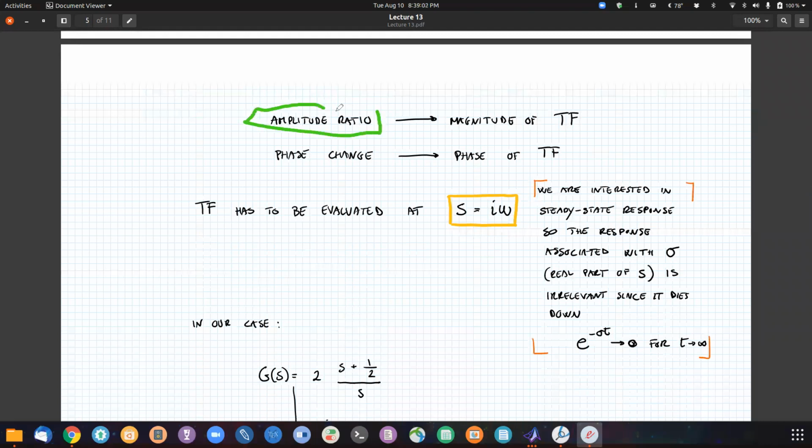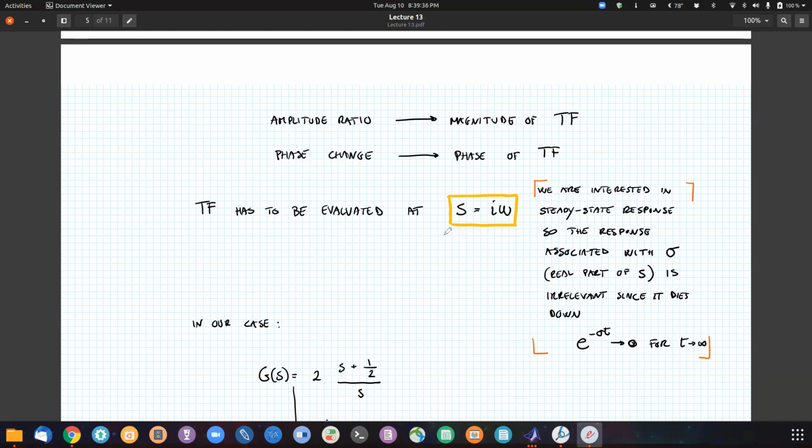So the amplitude ratio is very simply just the magnitude of the transfer function of the system. That's as easy as that. And the phase change is the phase associated with the transfer function of the system. So normally you have the transfer function of the system. So we know how to compute the magnitude of a complex number. We know how to compute the phase. And so we're going to have the amplitude ratio and the phase change.